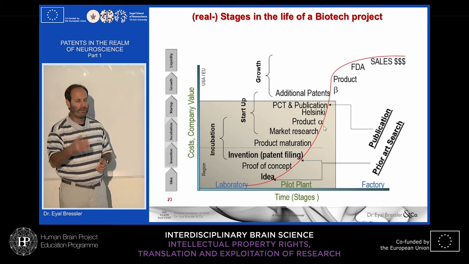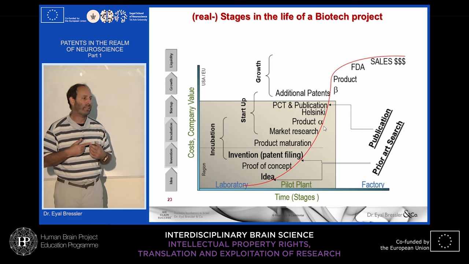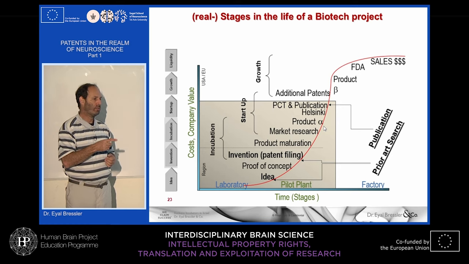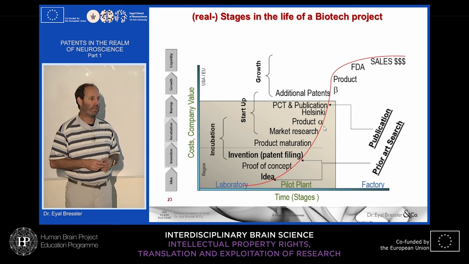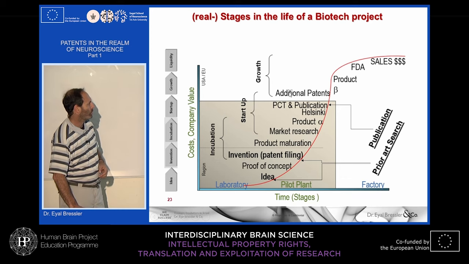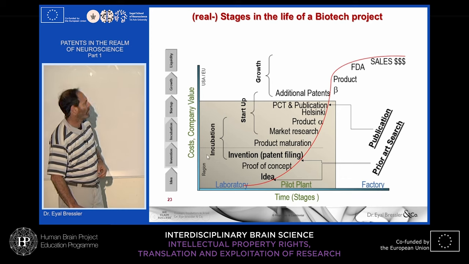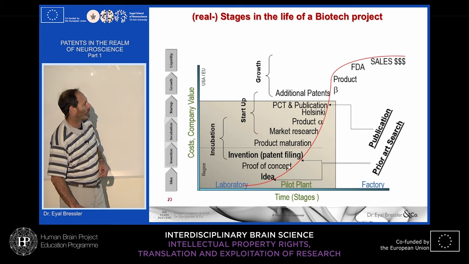And then you file additional patents. And then you get a beta product. Beta product, I define it as the product which is working, but it's working under relevant regulation. And then you have your real product, you're going to a real regulation, and then you sell it. So those steps are incubation, startup, and growth. There's a long time of doing search and one step of publication after 1 year and a half.